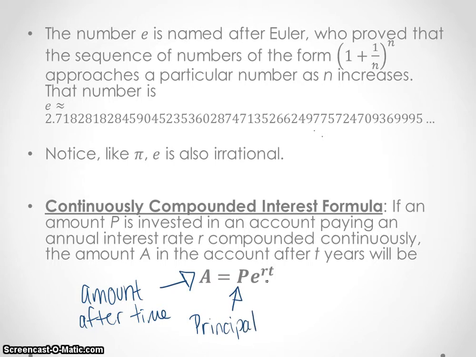E is Euler's number, so that one we don't really have to mark. It's your 2.71828 number. R is our rate again. We don't need to worry about how many times we're compounding it. That's what the E takes care of, so there's no N's here. And T is time in years again.